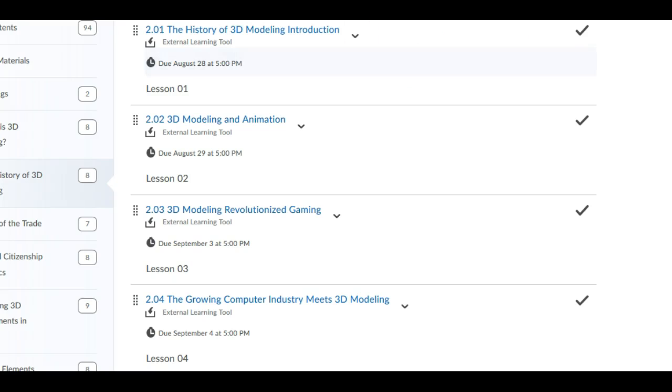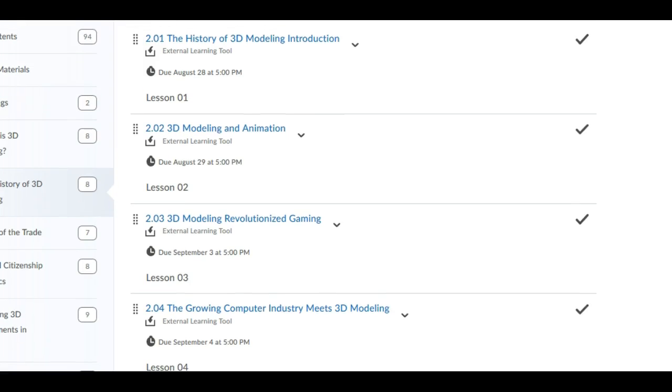So let's take a look at your assignments for the week of September 2nd. Now, September 2nd is Labor Day. We don't have class on that day, which I know you're excited about, and I'm super excited about it. Looking forward to a nice long weekend.